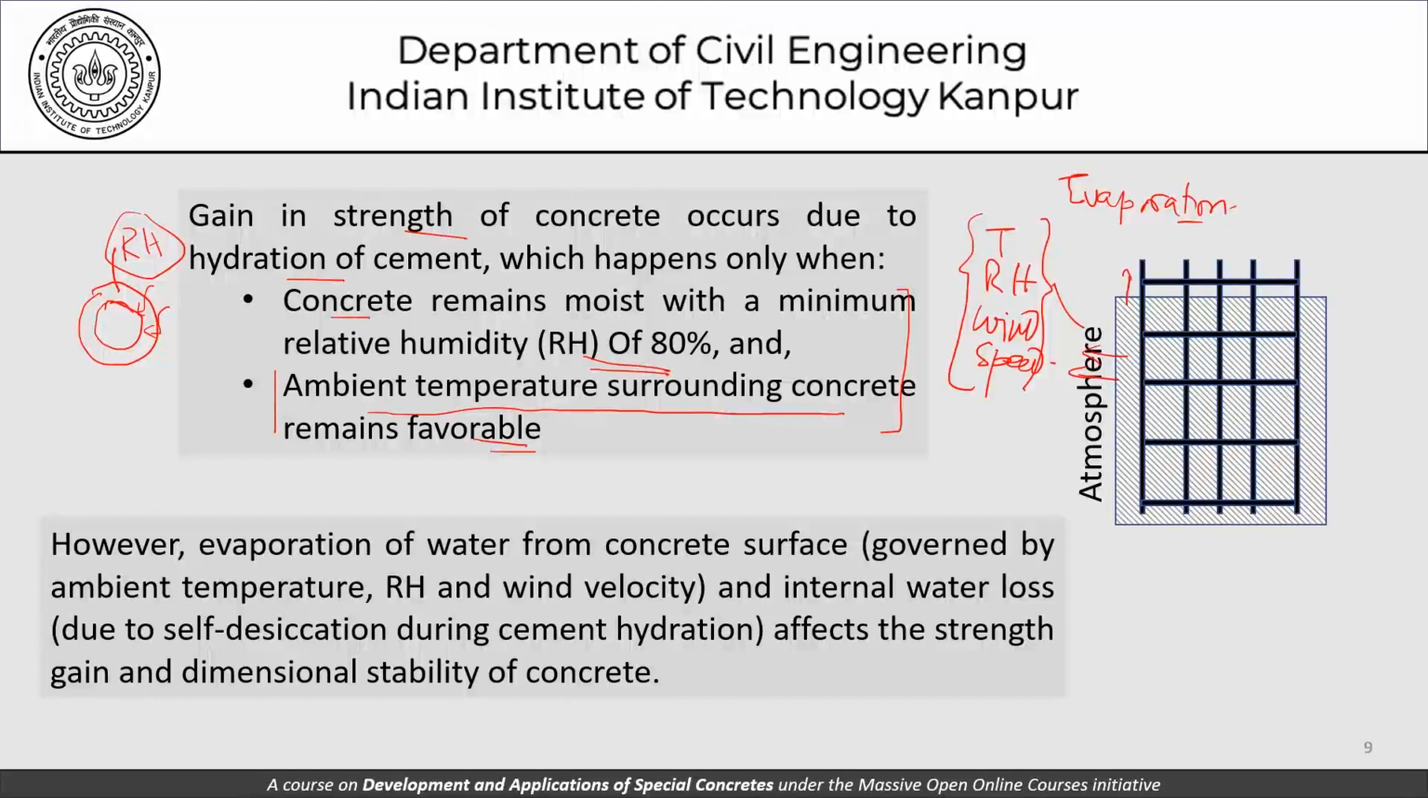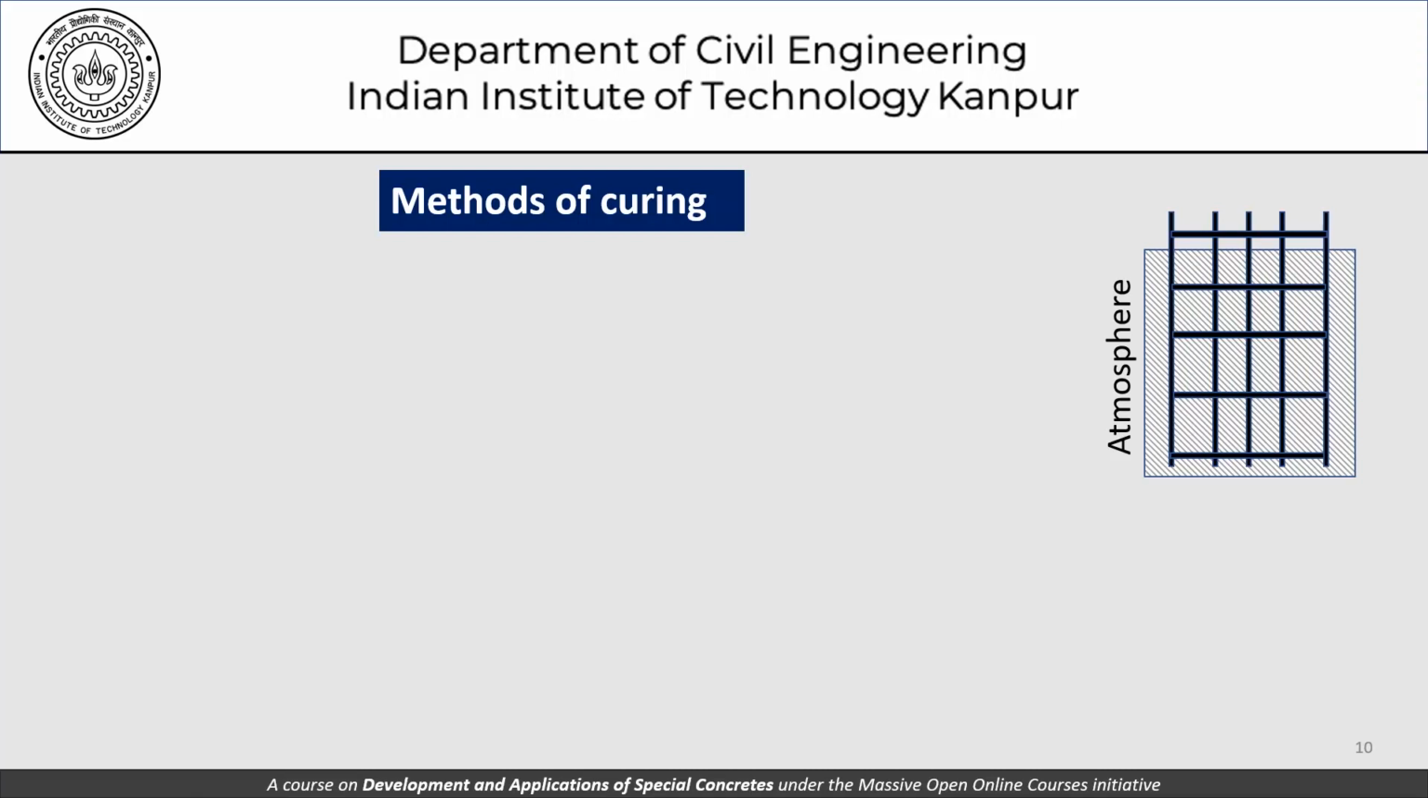However, evaporation of water from concrete surface is governed by the ambient temperature, relative humidity and wind velocities, and the internal water loss due to self-desiccation during hydration affects the strength gain and dimensional stability of concrete. So far we had talked about the principles of curing, why we need to cure. Basically, we said we need to cure because we want to have complete hydration of cement, especially in the neighborhood of the surface which is in contact with the atmosphere.